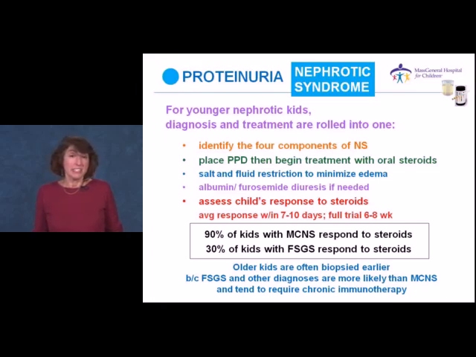And there's a slightly different approach if you're not talking about a young child. If you're talking about an older child, you're more likely to biopsy earlier than giving a full 8-week trial of steroids, especially if there's associated hematuria, because FSGS and other diagnoses are far more likely than minimal change nephrotic syndrome in an older child, and those tend to require chronic immunotherapy interventions.